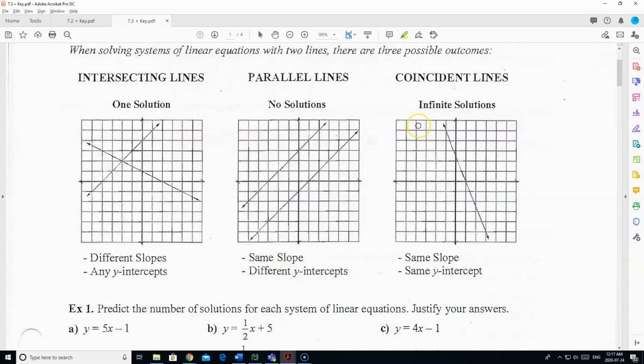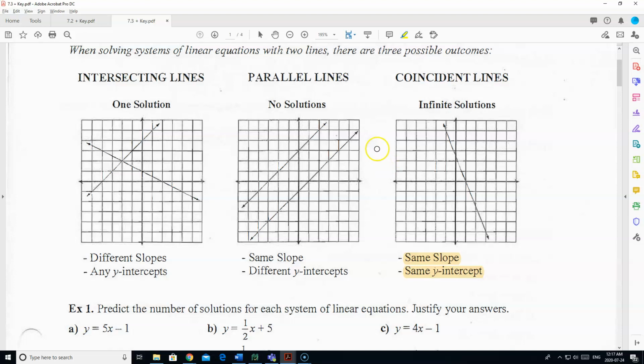Finally, lines with infinite solutions are coincident lines. That means they are the same line. They have the same slope and the same y-intercept, so they're just overlapping. It comes down to where the lines are touching. Here they touch at only one spot, so one solution. Here, no solutions, they never touch. Here they're touching everywhere because they overlap. So that's the case where you get an infinite number of solutions, or coincident lines, as we call them.